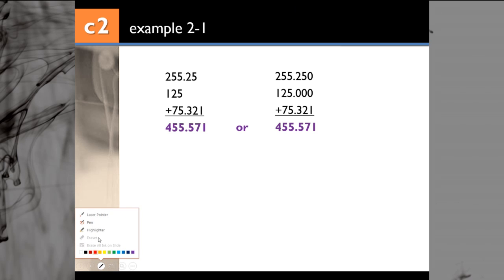So your 255.25 is going to be the same as 255.250. That's not going to change the value of the number. And your 125 is the same as 125.000. And your 75.321 stays the same, 75.321.